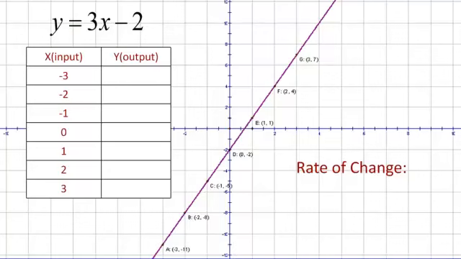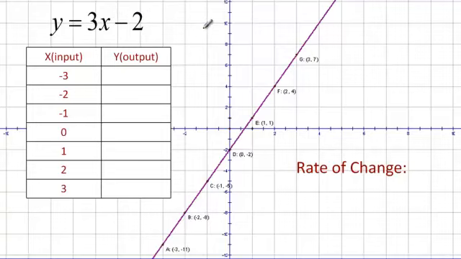So if we look at this screen here, we can see that there are those three things represented here. We have the equation here, y equals 3x minus 2. That is one way to represent a function. It is describing how x and y relate to each other. Y is equal to 3 times the x value minus 2. And there's that relationship that stays constant.